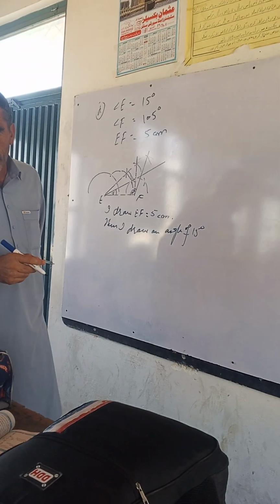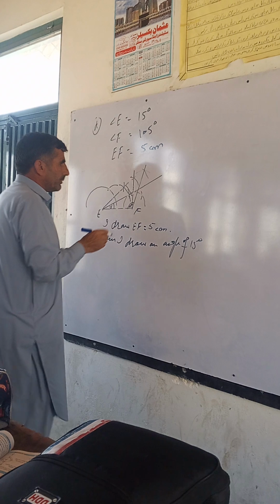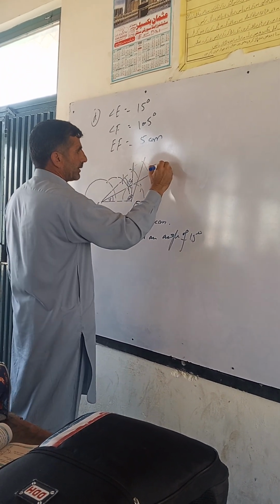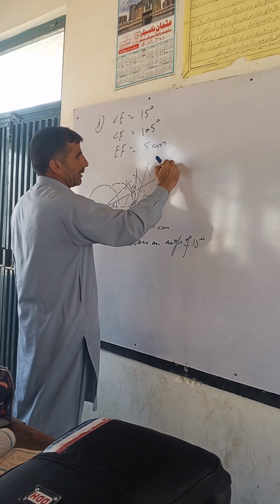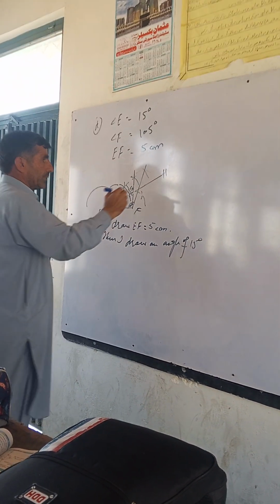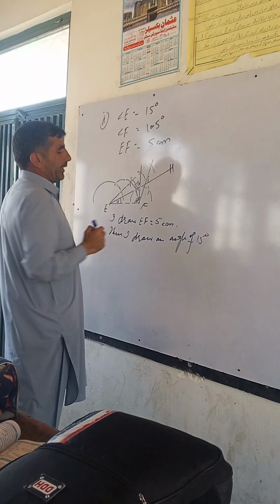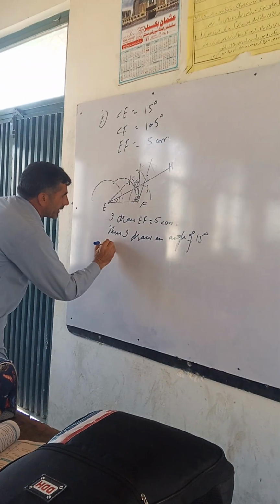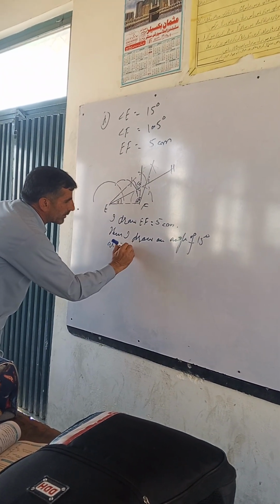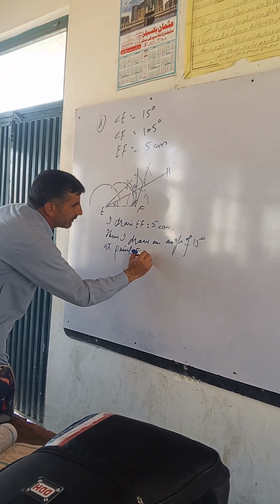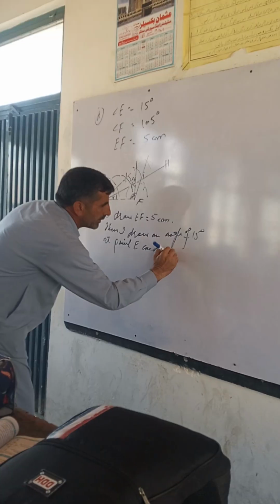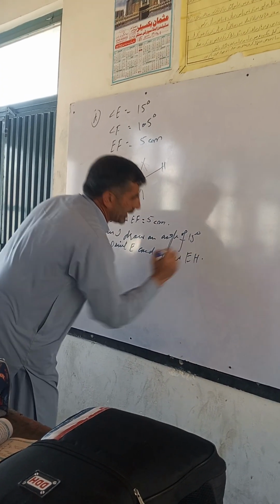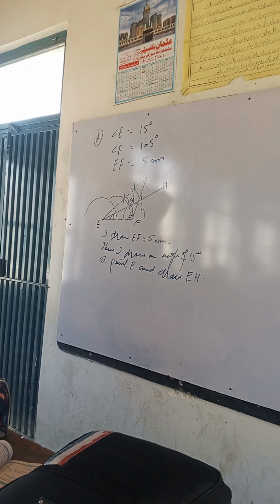15 degree. Let's suppose that this is G and this is H. This is I. Then I draw an angle of 15 degree at point E and draw EH.